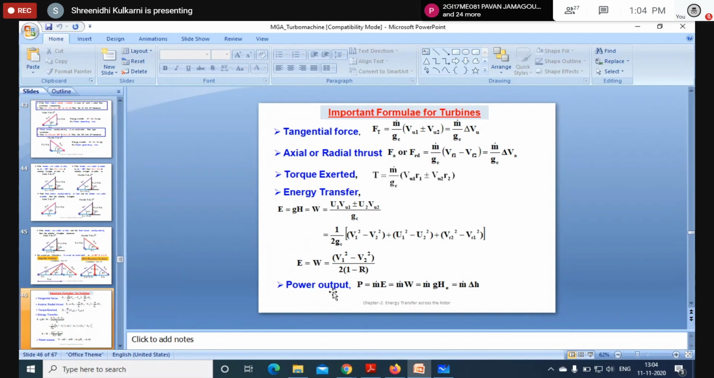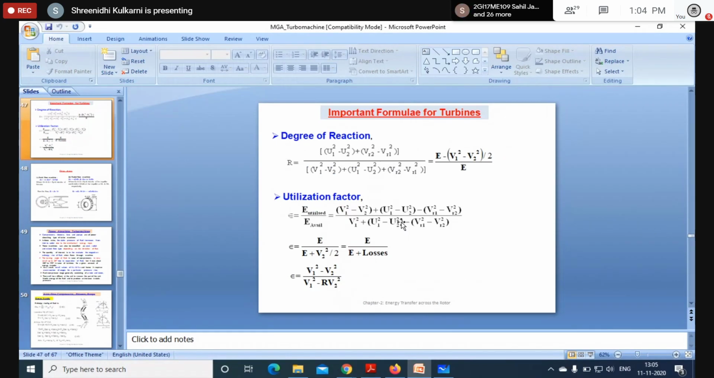Another formula is power output. Power output P is equal to m into E, the mass flow rate into work done, or m into generating head, or m into delta H, the enthalpy. Either we can use these notations.